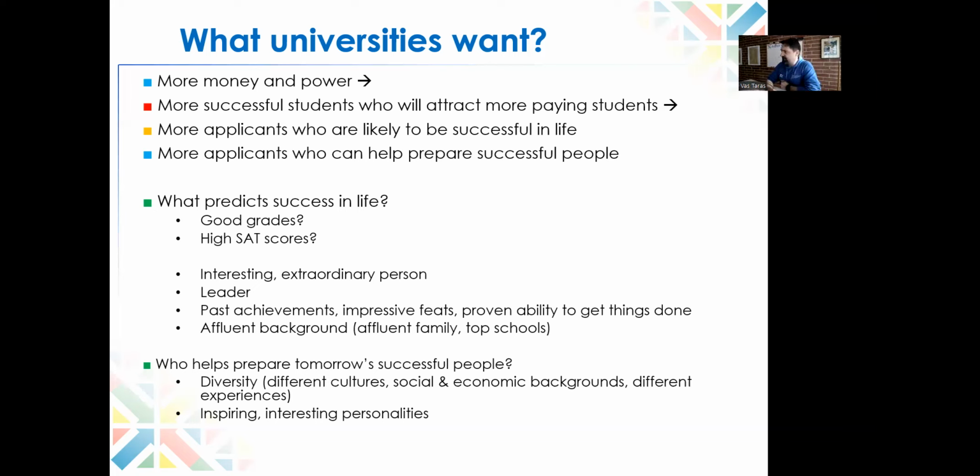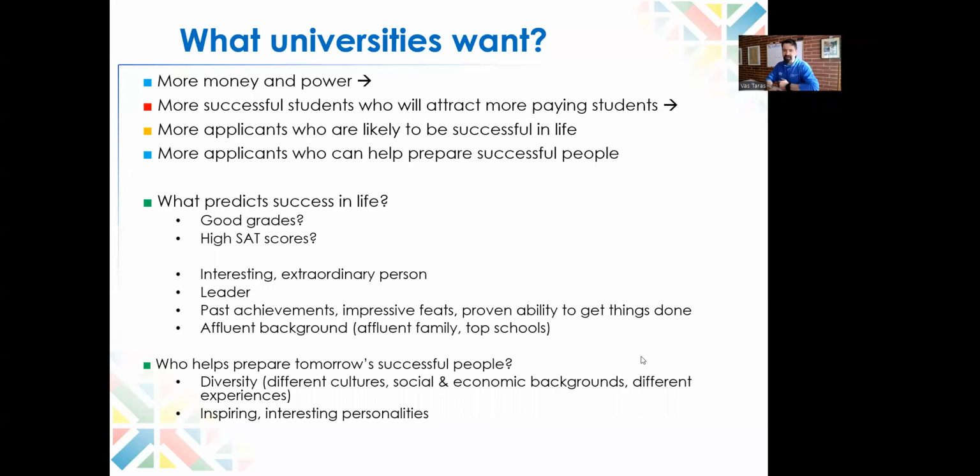In fact, Bhaktash, let me ask you this. Okay, this is a serious, extremely important question. Imagine that you are in the admissions office of the university, and you need to predict who's going to be successful in life. You get 10,000 applications. Which students would you, Bhaktash, looking at all those applications, what would you look at to determine who's going to be successful in life?